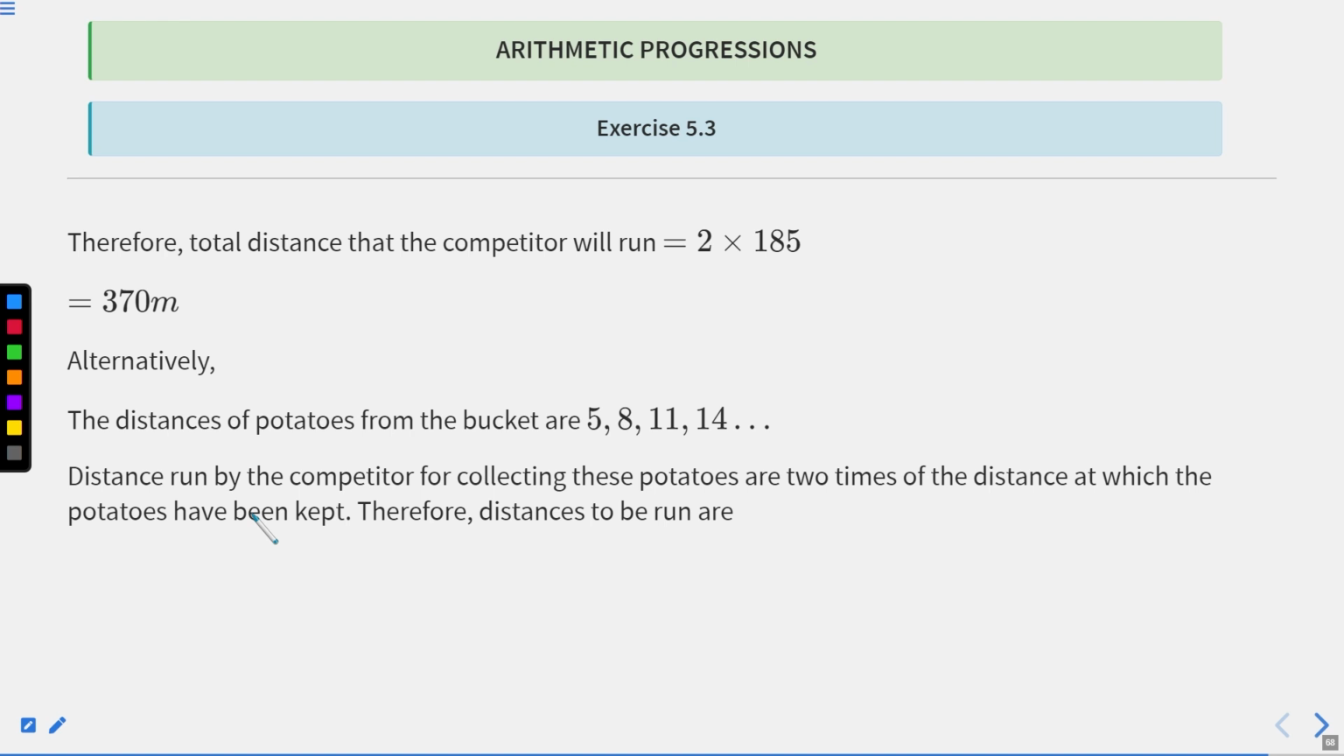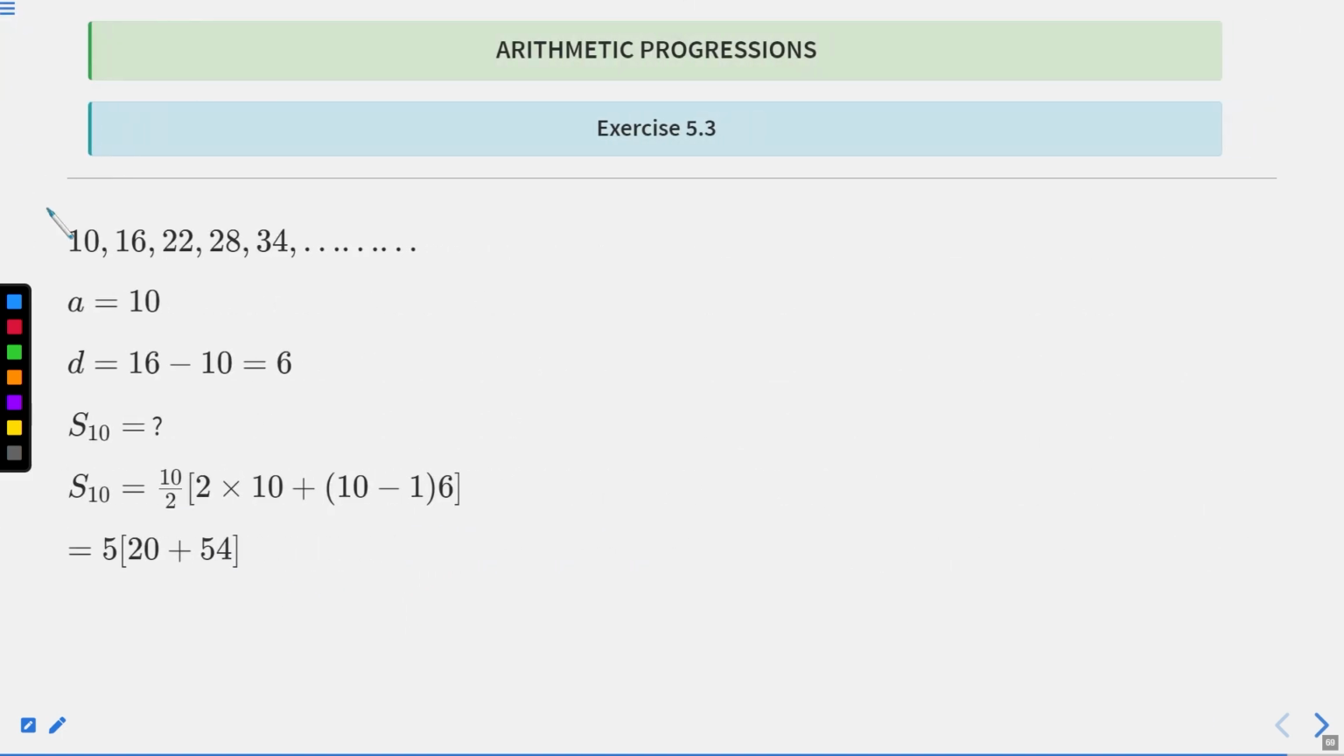And we can think alternatively. Okay, so the distances of the potatoes from the bucket are 5, 8, 11, 14, dot dot dot. So the distance run by the competitor for collecting these potatoes is 2 times the distance at which the potatoes have been kept. Therefore the distances to be run are 10, 16, 22, 28, 34, dot dot dot.